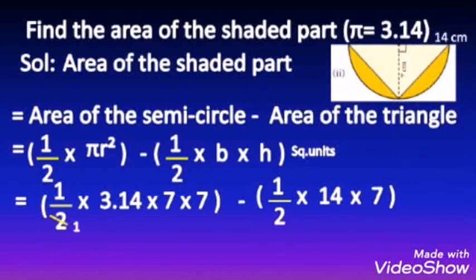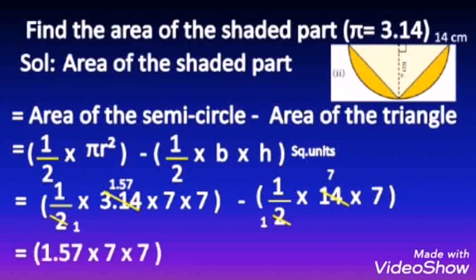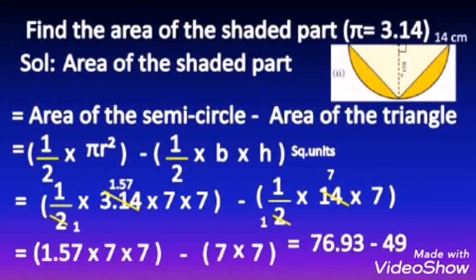Now let us simplify. 2 ones are 2, 2 times 1.57 gives 3.14. Here 2 sevens are 14. It is equal to 1.57 into 7 into 7 minus 7 into 7. If you multiply 1.57 into 7 into 7, you will be getting 76.93, minus 7 sevens are 49. Now let us subtract. We will be getting 27.93 centimeter square. Thank you.